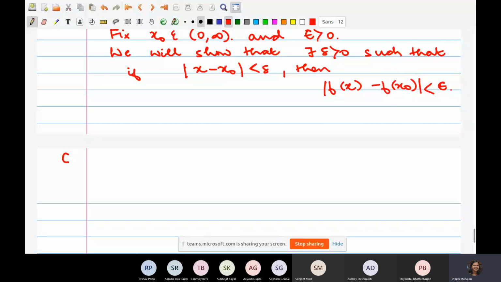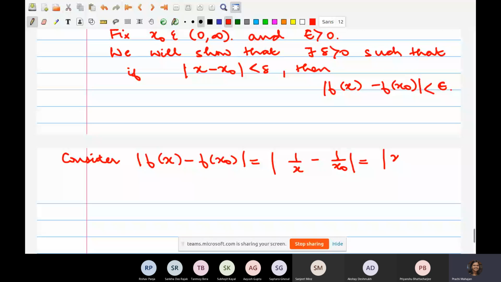So let's look at what it is that we have. Let's consider the difference f of x minus f of x naught. By definition, it is the reciprocal of x minus the reciprocal of x naught, which is the absolute value of x minus x naught over x times x naught. And downstairs we have this. I can forget about the absolute value in the denominator because everything is positive here, right? Now, how do we choose delta in this example here? Would somebody like to help me out?